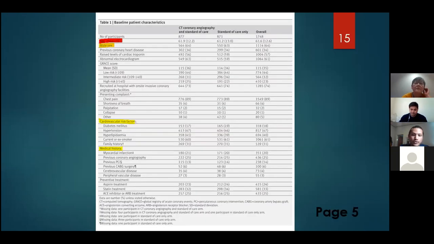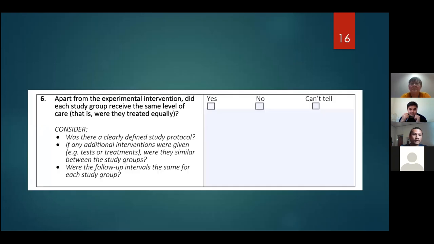They were clearly set early in the research. So if you can go to page 5, we have the baseline patient characteristics. They have clearly given the age, sex, and also the cardiovascular risk factors and medical history. So baseline has been clearly set up in this study. So let me go forward to question number 6.